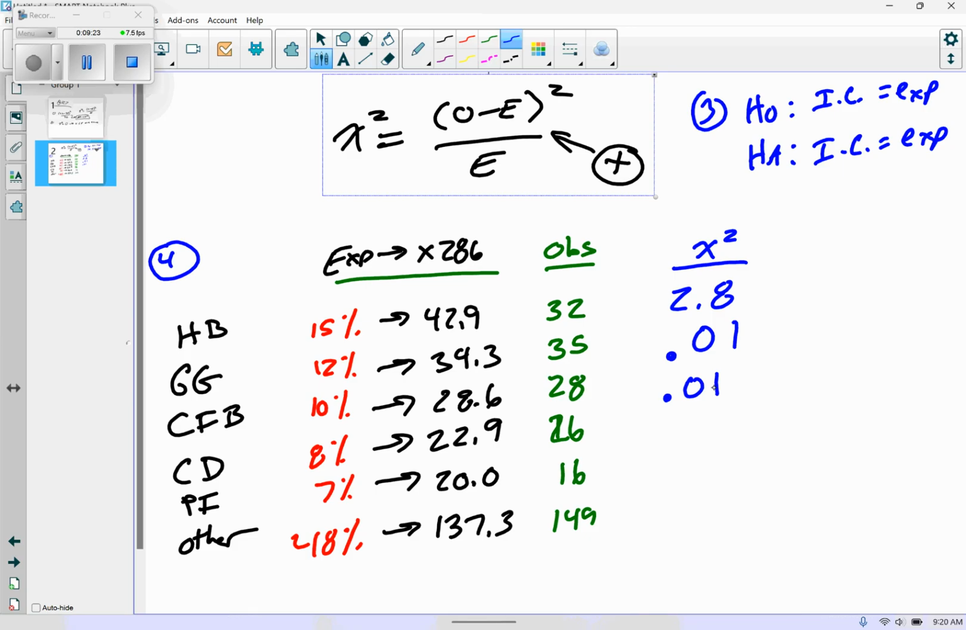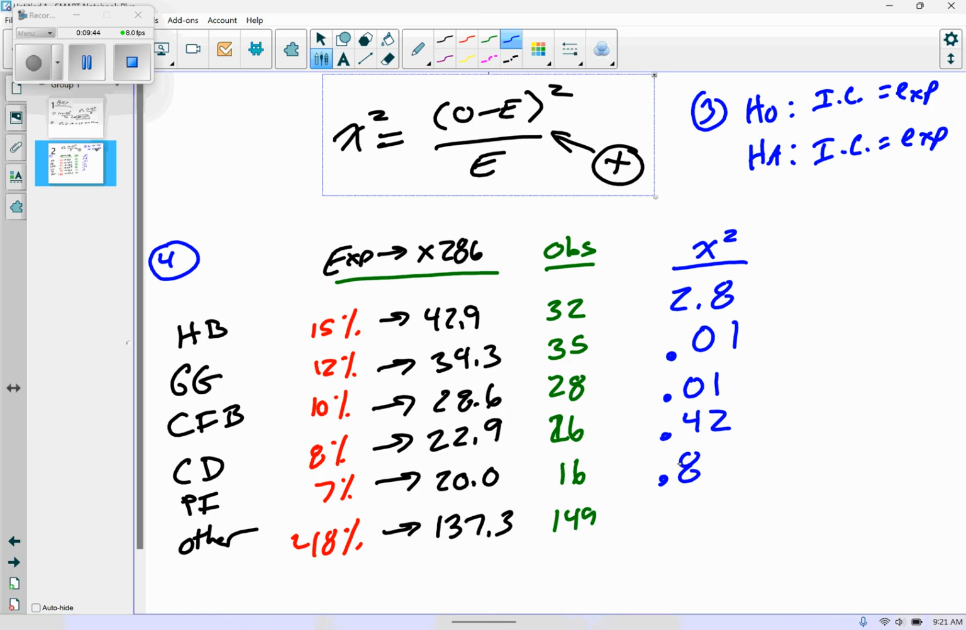Divided by 22.9. So this one comes out to 0.42. 4 squared, 16, divided by 20. This comes out to 0.8.